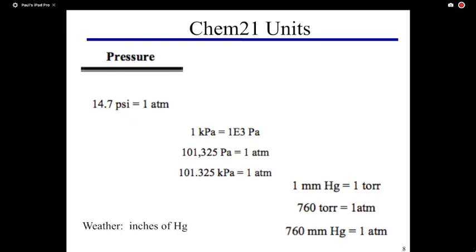14.7 PSI. Do you know what PSI stands for? It's actually pounds per square inch. In a normal atmosphere, on 1 square inch of your forehead, there's 14.7 pounds pressing on it because of the air pressure right on that square inch.